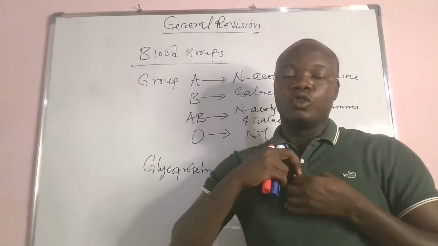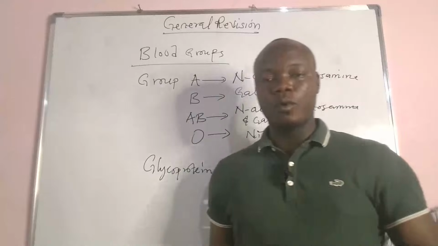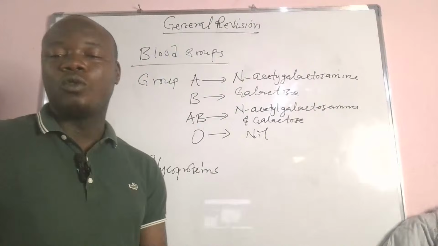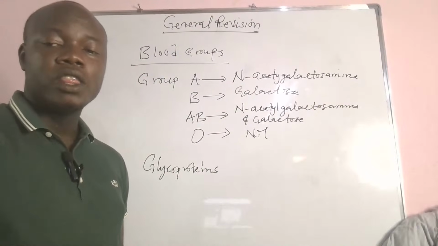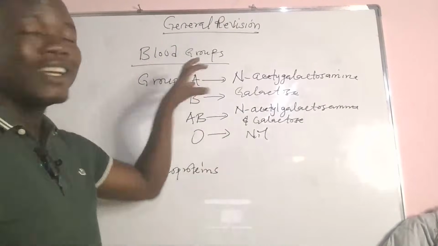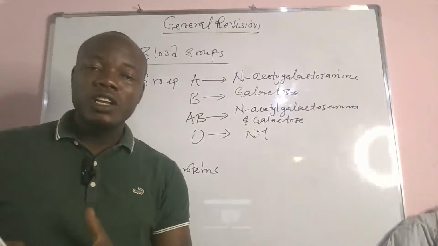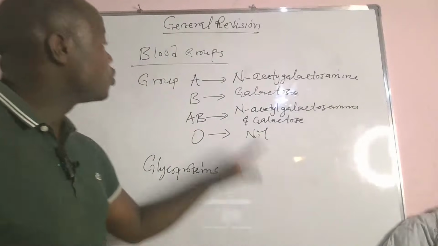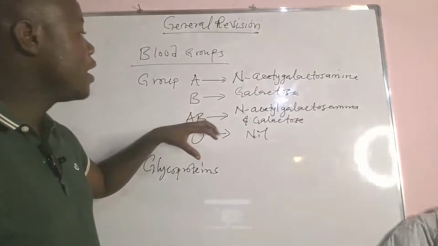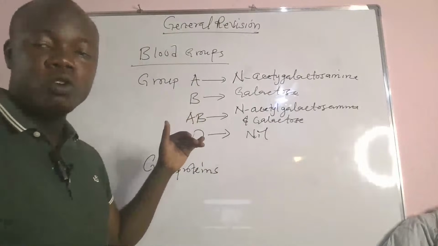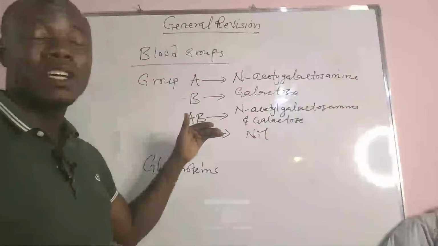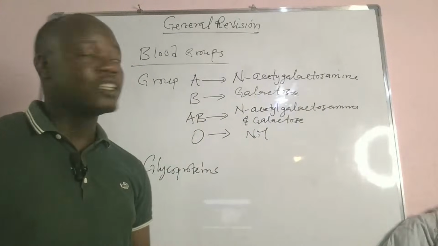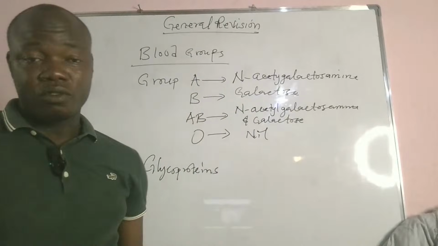So I just want to tell you something which is very important. Biochemistry is everywhere. There is no way you are going to study any course in life sciences or in medical science without understanding the concept of biochemistry. So even from the different blood groups that we have, biochemistry is there. The major difference that makes one blood group differ from another is the sugars that are found on the surface of the red blood cell. So sometimes they ask this kind of question in the exam.